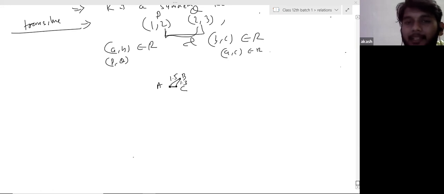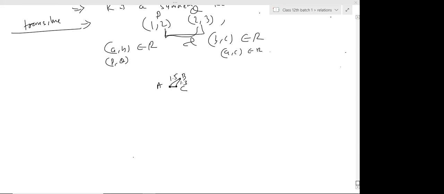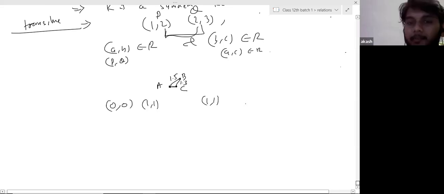All of you answered correctly that this is not transitive. But why? So we can do it like this: the distance between 0 comma 0 and 1 comma 1, and the distance between 1 comma 1 and... sorry, I missed. 1 comma 1 and... I'm telling the same thing again.